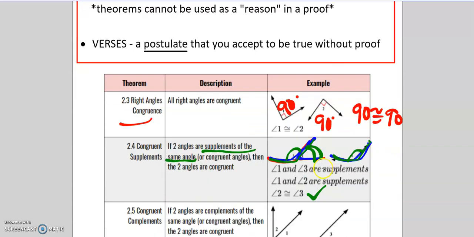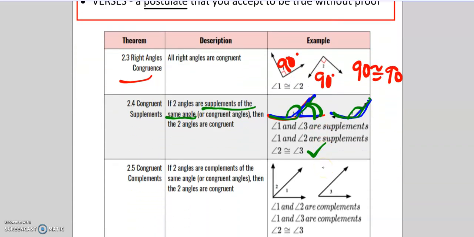Same thing for complementary. So here's this example. If 1 and 2 are complementary, and 3 and 1 are complementary, then we can say angle 2 is congruent to angle 3. They'll have the same measure because they're both complements of angle 1.